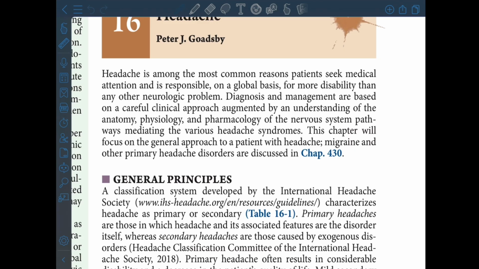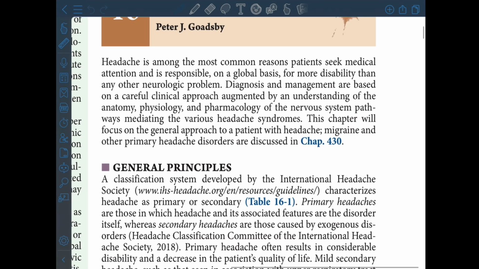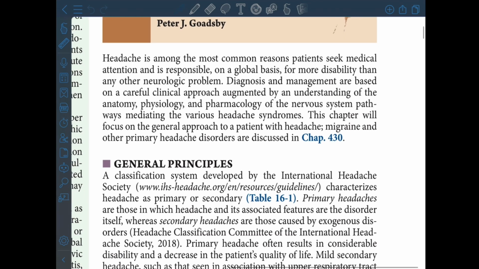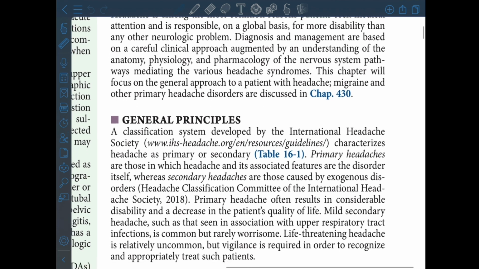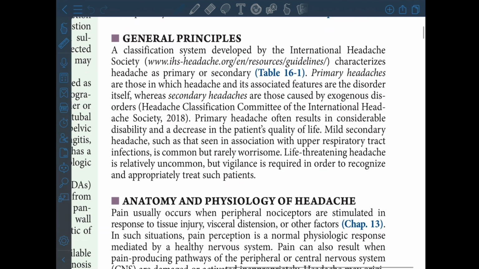This chapter will focus on the general approach to a patient with headache, migraine, and other primary headache disorders as discussed in Chapter 430. General principles. A classification system developed by the International Headache Society characterizes headache as primary or secondary. Primary headaches are those in which headache and its associated features are the disorder itself, whereas secondary headaches are those caused by exogenous disorders. Primary headache often results in considerable disability and decrease in patients' quality of life.